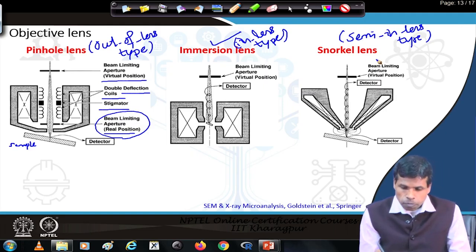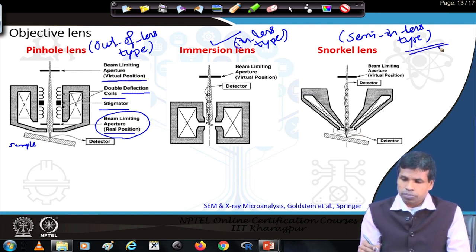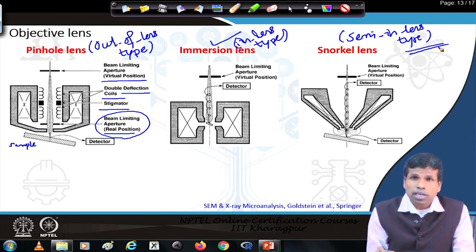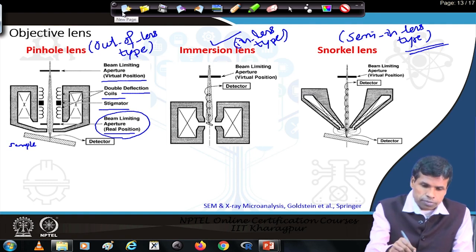and therefore, it is mostly used by researchers or persons who are looking for the best quality of images. So, this is about the three different types of objective lenses used in the scanning electron microscope.